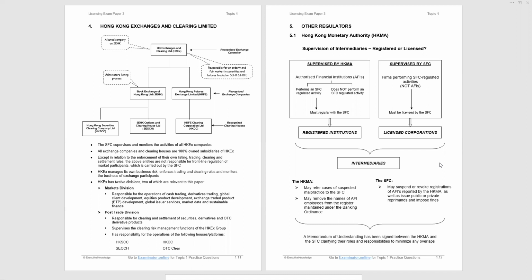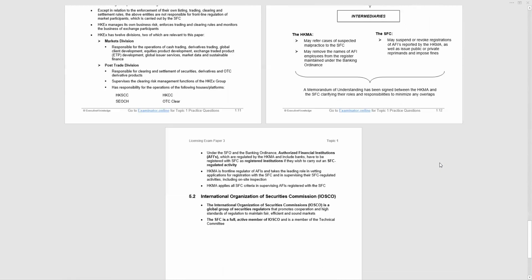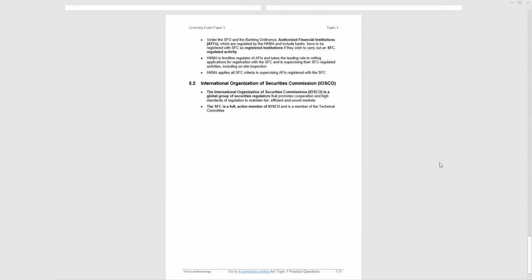Now, a combination of registered institutions and licensed corporations are collectively known as intermediaries, and that terminology can be used in the exam. So please be aware, a registered institution will be an AFI supervised by HKMA, but registered with the SFC to carry out a regulated activity. Whereas licensed corporations are supervised by the SFC and they are licensed to carry out regulated activities, both known as intermediaries. And a few more bits and pieces, notes at the top, page 1.13 on the HKMA and AFIs, etc., and also recognizing another regulator, the International Organization of Securities Commission, IOSCO.